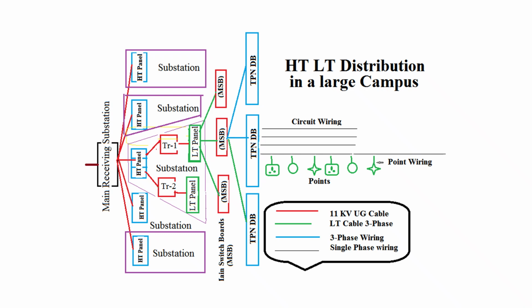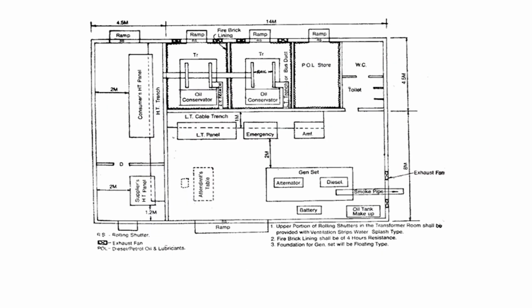This diagram shows 5 substations. Friends, an electrical substation is the most important place in the entire campus as far as electrical services are concerned. Now, this particular diagram shows a substation having two transformers.